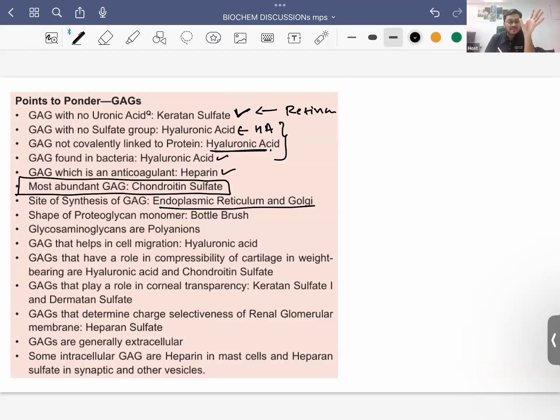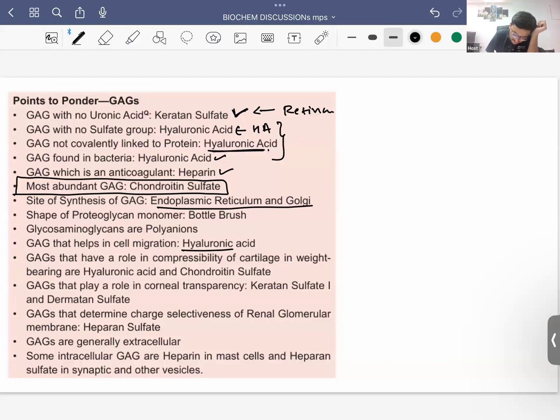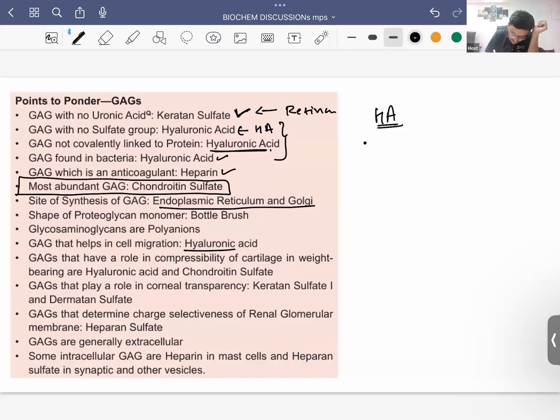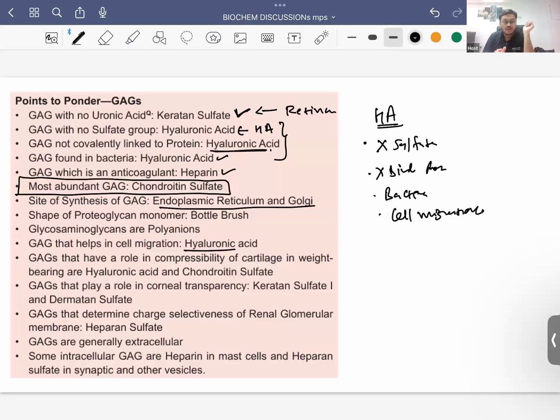The glycosaminoglycan helpful in cell migration is hyaluronic acid. So one more point about hyaluronic acid. What all four points were there? No sulfate group, no covalent binding with protein, found in bacteria, and helpful in cell migration. The glycosaminoglycans with a role in compressibility of cartilage and weight bearing areas are hyaluronic acid, and also chondroitin sulfate. The word chondro itself is for cartilage, so chondroitin sulfate is there in cartilage, additionally to hyaluronic acid.